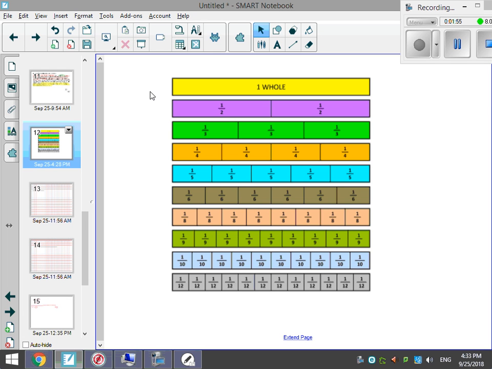So what we have to understand is that some fractions, even though they are written as halves, have fractions somewhere down here that they are equivalent to. The trick is to be able to see it.